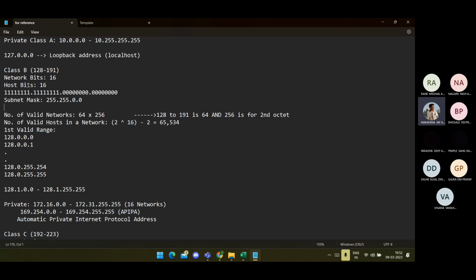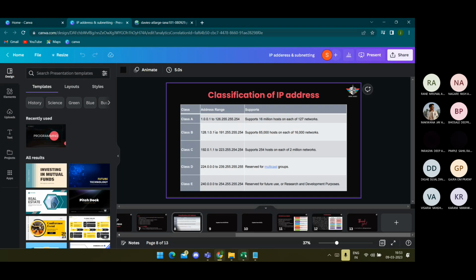So in class B, the number of valid networks is calculated as 64 into 256. Can someone decode how it is written in this format? 64 into 256. 64 for 2 octets and 256 is the value of each. No, it's not calculated like that.